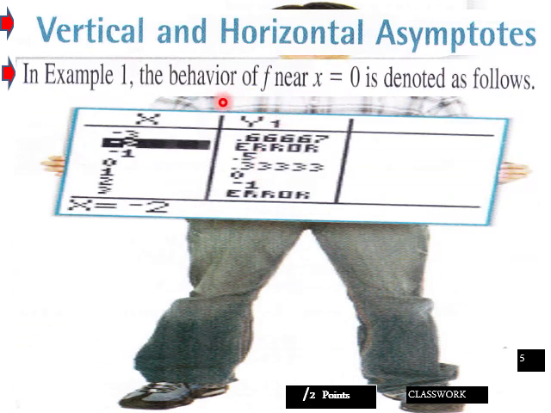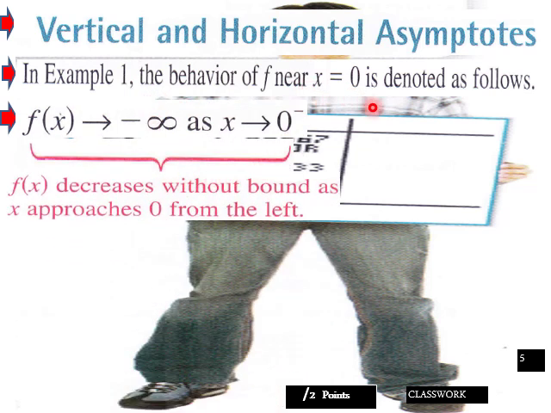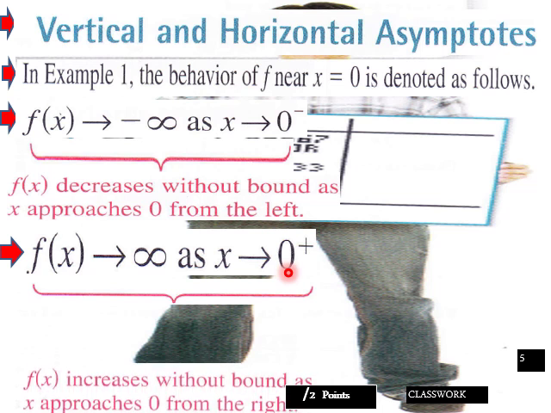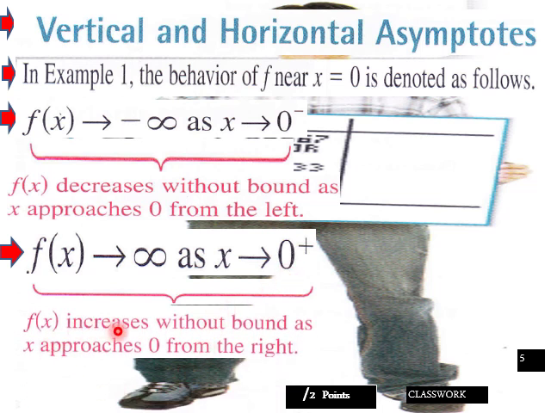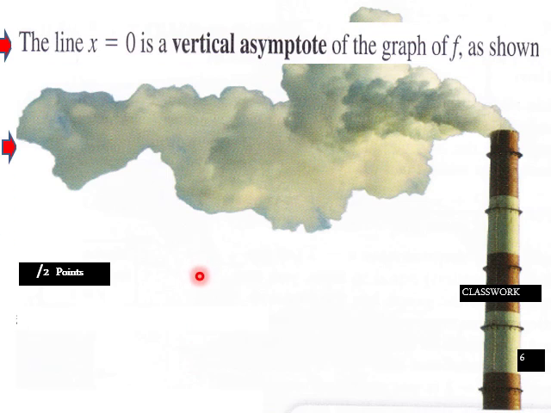Vertical and horizontal asymptotes. In example 1, the behavior of f near x equals 0 is denoted as follows. As f of x approaches negative infinity, as x goes to 0 from the negative side of the number line. What does that mean? F of x decreases as x approaches 0 from the left, and as f of x approaches infinity, as x approaches 0 from the positive side, so it increases without bound as x approaches 0. That's another way of putting that graph behavior into language.